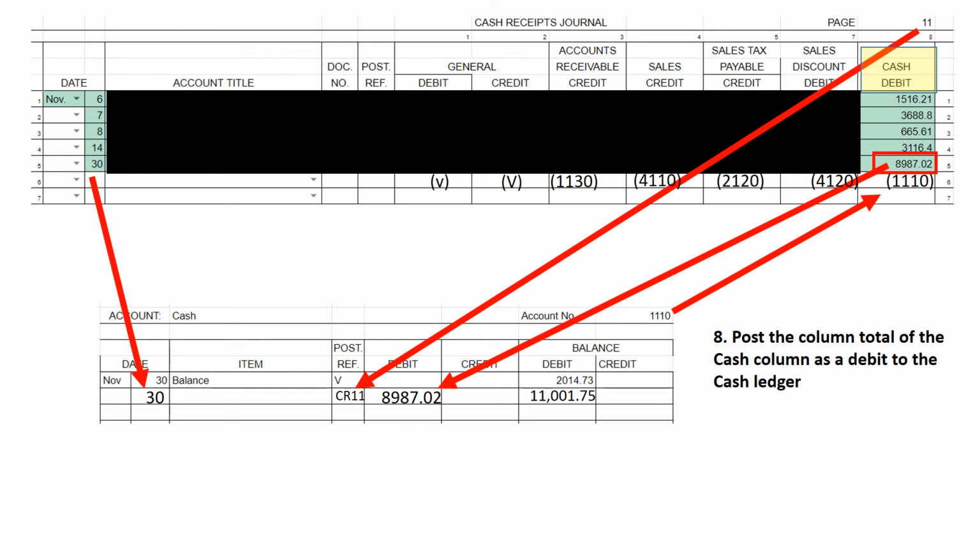And that's it. So that's how you post all items. That's how you successfully post items in a cash receipts journal.